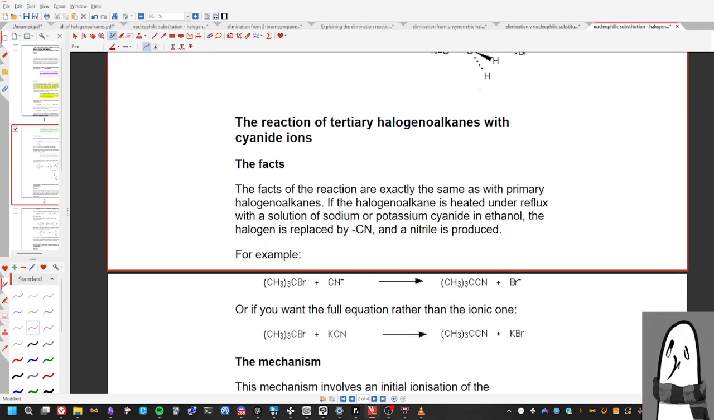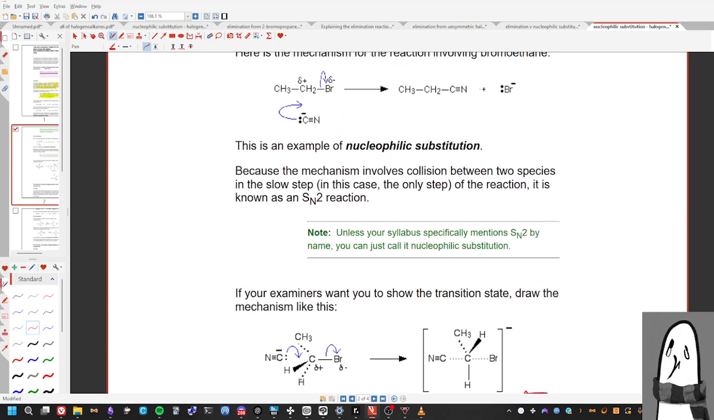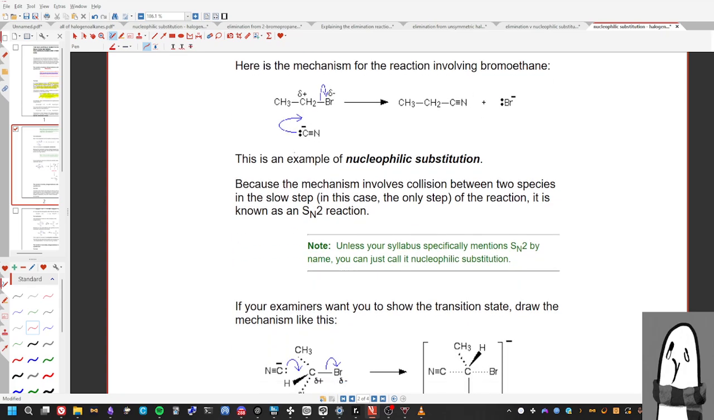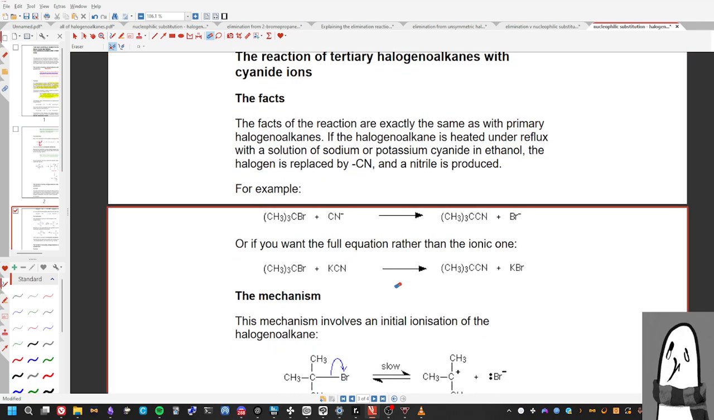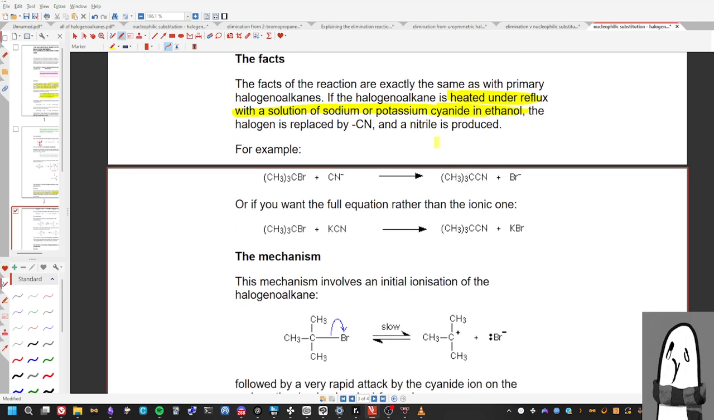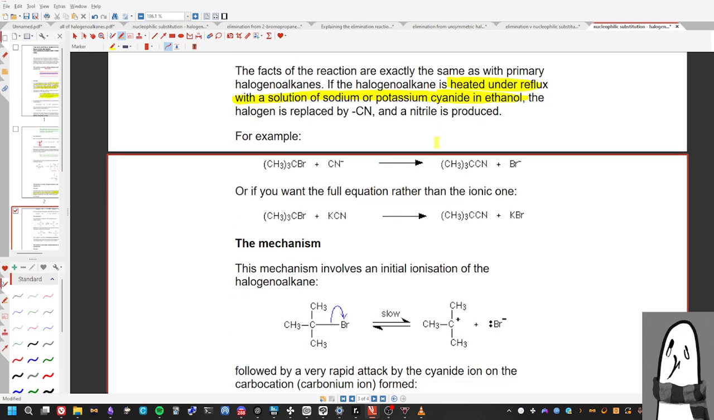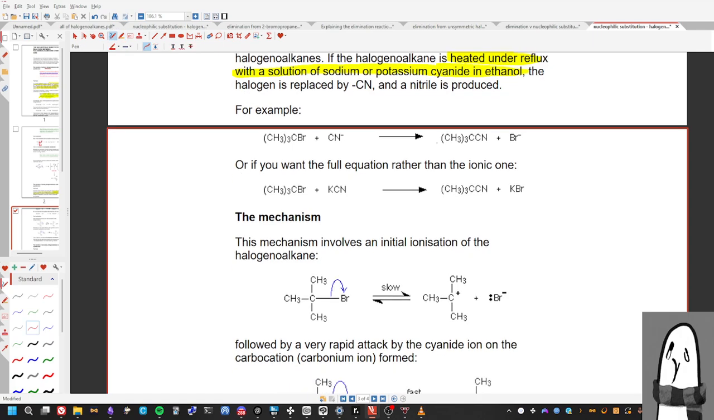Reaction of tertiary haloalkanes. Again, it'll be SN2, because two species, this whole thing is negative, and this pushes out the Br. If you have tertiary, it will be the exact same thing. We're going to highlight this again: heated under reflux with a solution of sodium cyanide, Br replaced by CN, nitrile is produced. Has to be ethanol, has to be reflux, condenser, volatile.